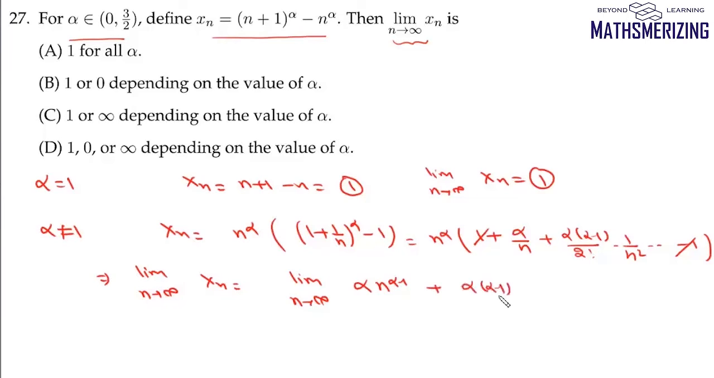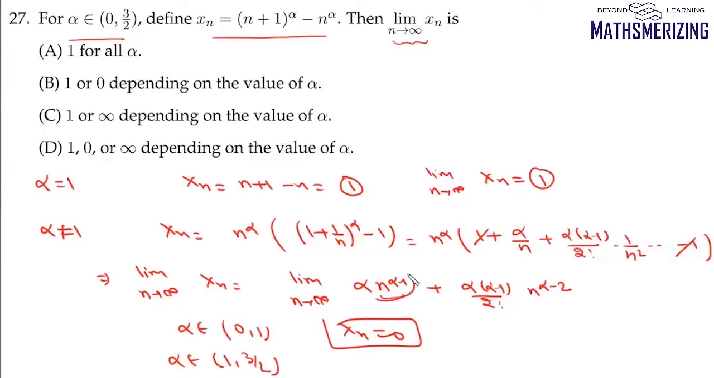Now if alpha lies between 0 and 1, all these powers of n will be negative, so the value of this limit will be simply 0. But if alpha lies between 1 and 3 by 2, then this n will have a positive power, and when it has a positive power, then this xn will approach infinity. So the answer to this limit will be 1, 0 or infinity, depending on the value of alpha, and that's your option D.